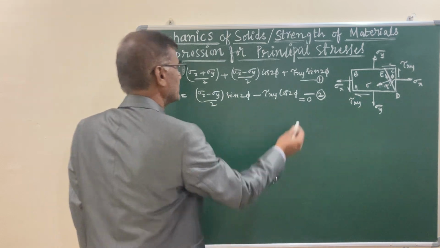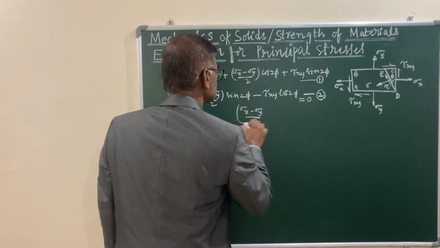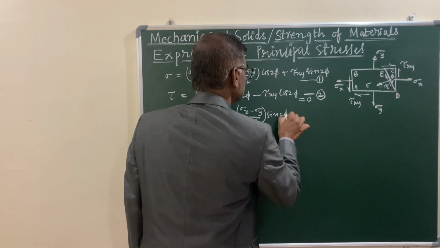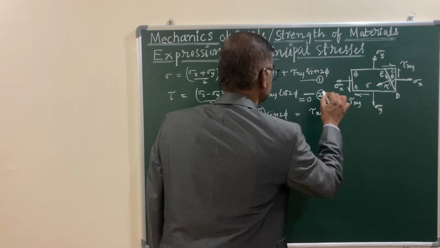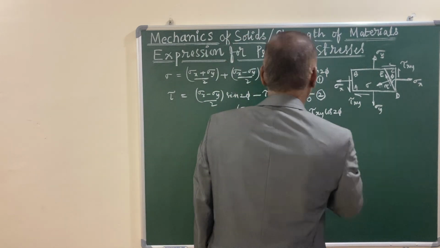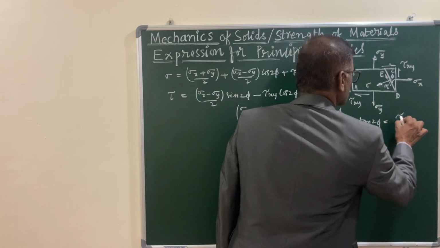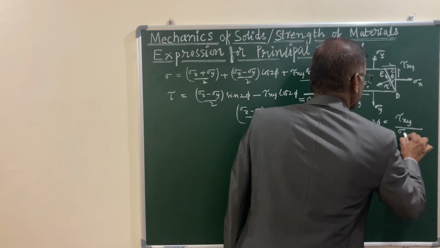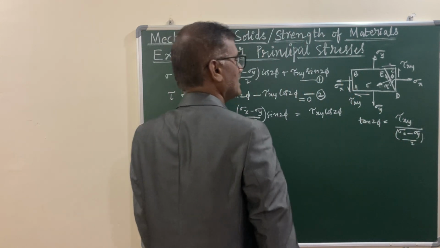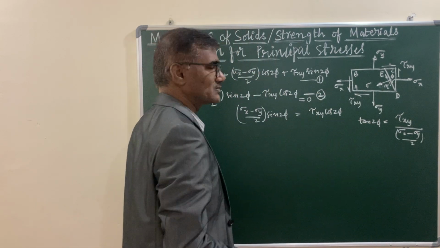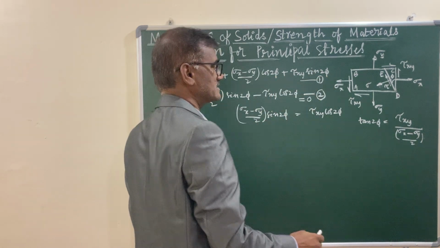Now, let us make tau 0, and you have sigma x minus sigma y by 2 into sin 2 phi equal to tau xy cos 2 phi, and you can write this as tan 2 phi equals tau xy divided by sigma x minus sigma y by 2. So, this condition you substitute into the sigma equation so that you are going to get the principal stress, and for that you need to write expressions for cos 2 phi as well as sin 2 phi.